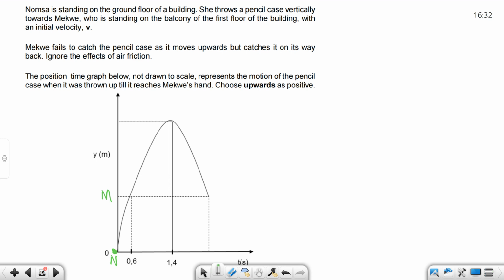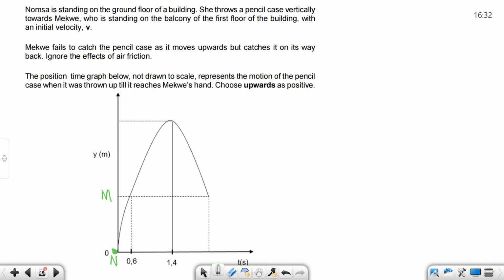What is a projectile? A projectile is an object that experiences what? The force of gravity. So it's a projectile because the only force acting upon it is gravity.